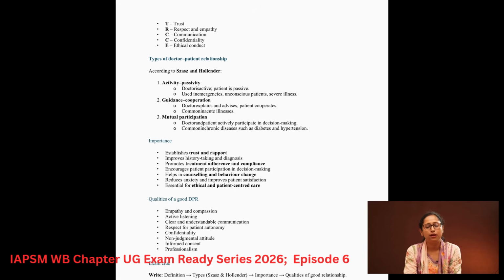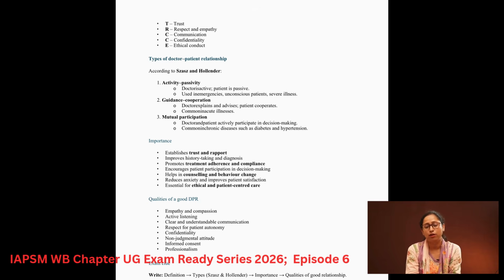Okay. Now, activity, passivity, here doctor is active and patient is passive, used in emergencies, unconscious patients and severe illness definitely. Now, guidance, cooperation, doctor explains, advises, patient cooperates, it is common in acute illness. And in mutual participation, the third one, doctor and patient actively participate in the decision making. It is common in chronic diseases such as diabetes and hypertension. So, what is the importance of having a good doctor-patient relationship? First one, establishes trust and rapport, improves history taking and diagnosis.